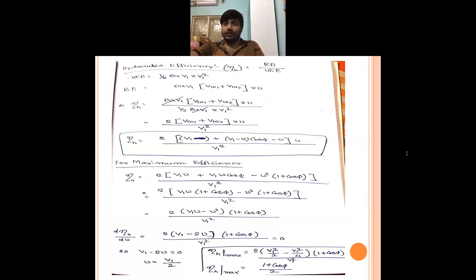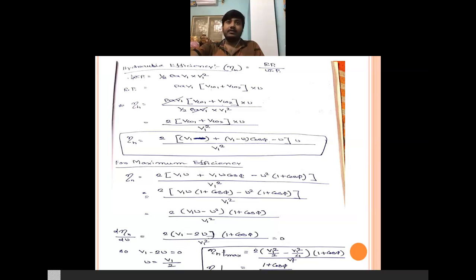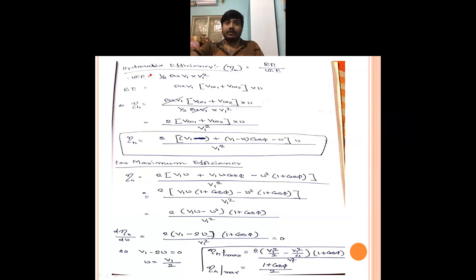So first efficiency is your hydraulic efficiency. So we will find out what is the value of hydraulic efficiency. So it is RP by WP, the runner power by the water power. What is the water power? Water power means the power that is available at the tip of the jet, the jet which is striking the cup of the Pelton wheel.